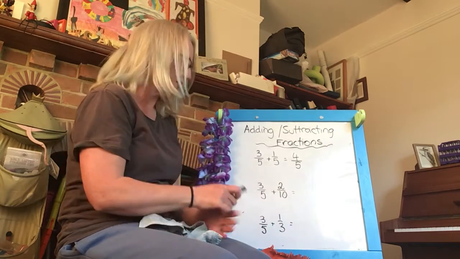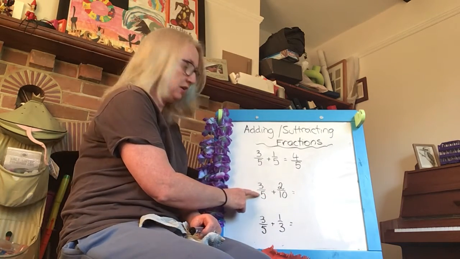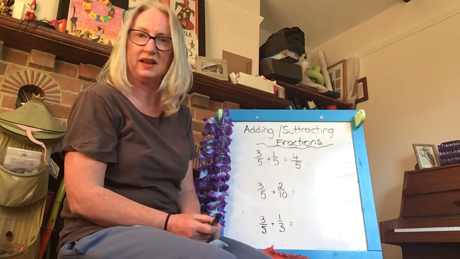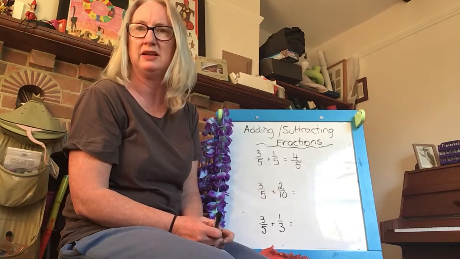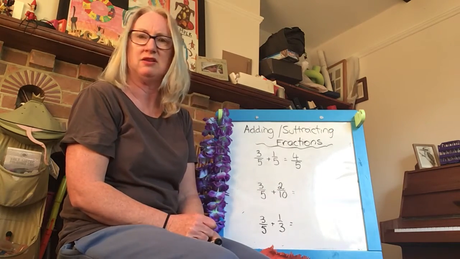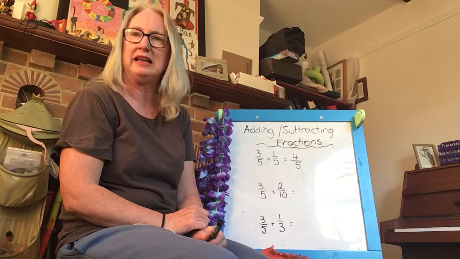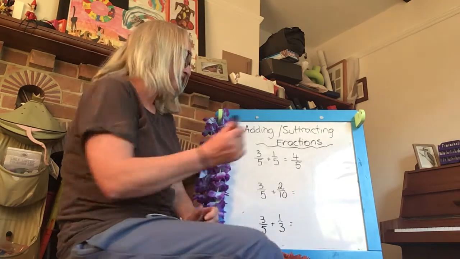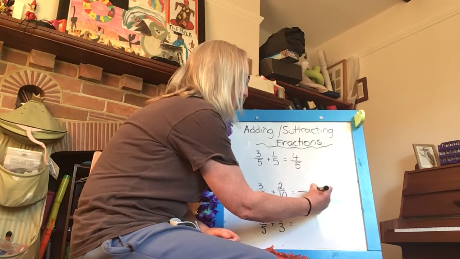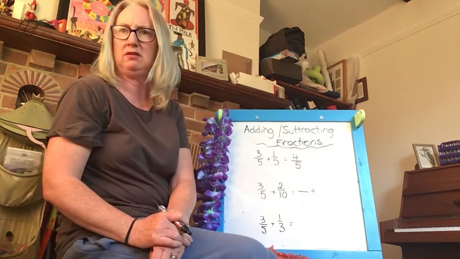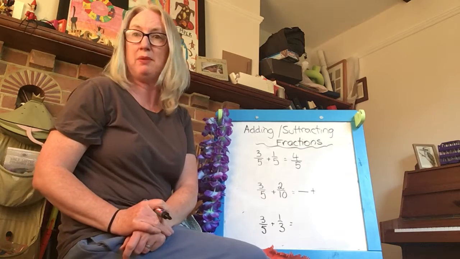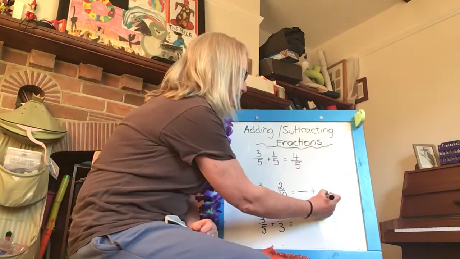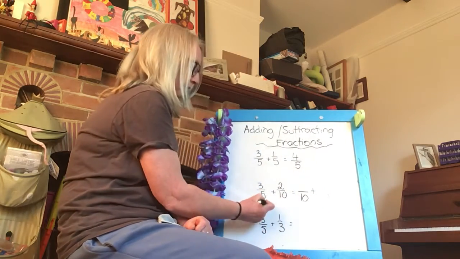Our second one says we've got 3 apples plus 2, something different, 2 bananas in this case. So 3 apples plus 2 bananas. Well, we can't add those two together, so we need to change them to both be the same denominator on the bottom. So here, what do fifths and tenths both have in common? Well, we can turn them both to be tenths, can't we? We can turn this into tenths as well.